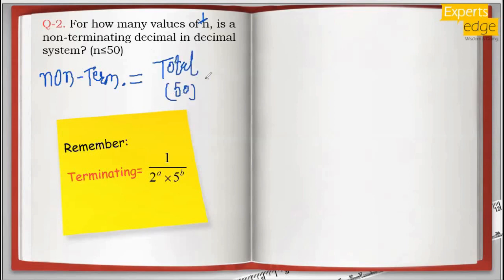Out of 50, we can subtract the terminating numbers. We know the funda for the terminating one. So if we get the terminating ones, the answer will be simply 50 minus terminating. So in general, the n value starts from 1 till 50. The first fraction will be 1 by 1. Obviously it will be terminating.